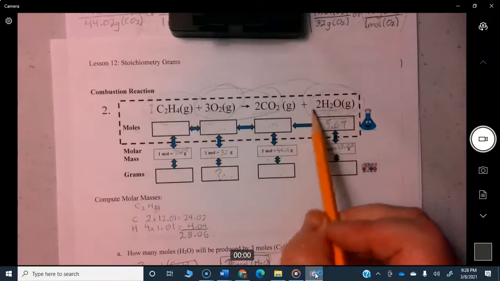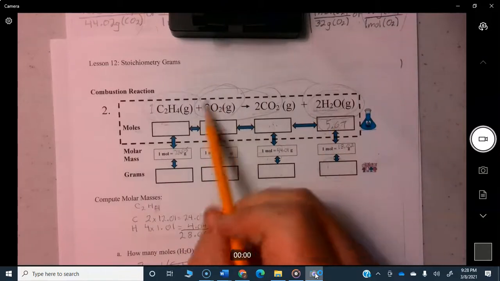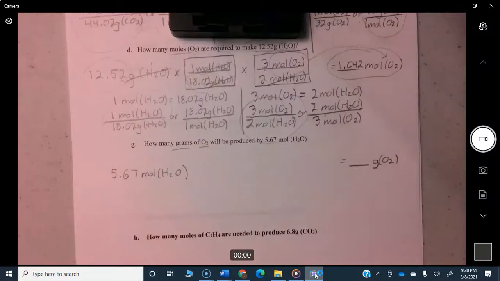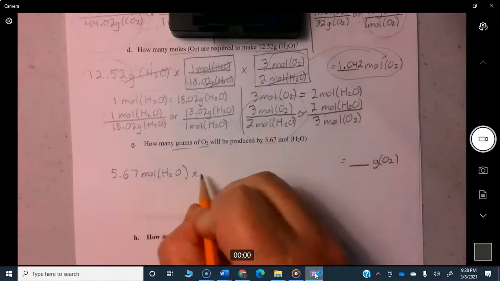So the first one is going to be 2 H2O, 3 O2, same one we used in the last part of this problem. So these two are the relationship. Let's go ahead and draw our boxes first, actually.